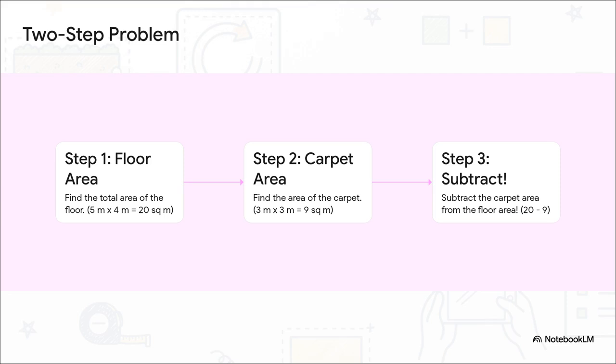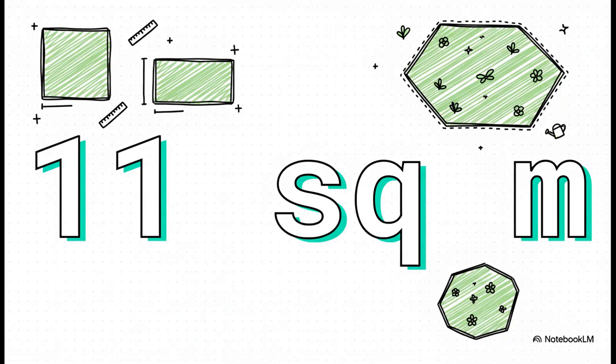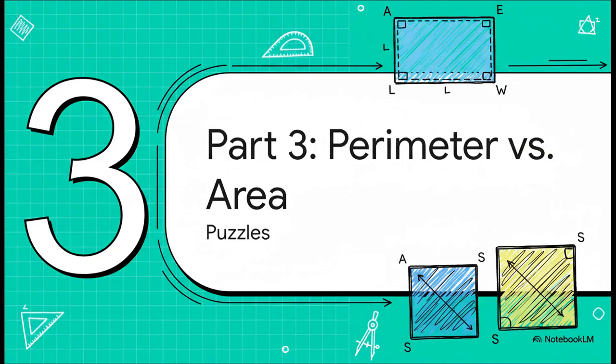Okay, so first things first, let's find the area of the whole floor. That's 5 times 4, which gives us 20 square meters. Next, we find the area of the carpet. It's a square, so it's 3 times 3, which is 9 square meters. Now, to find the uncovered part, you just subtract the smaller area from the bigger one. And there we go. 20 minus 9 is 11 square meters. That's our answer. Mark my words, you will definitely see a question like this in your exam, so make sure you understand it.